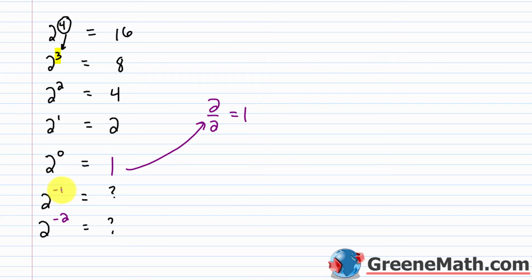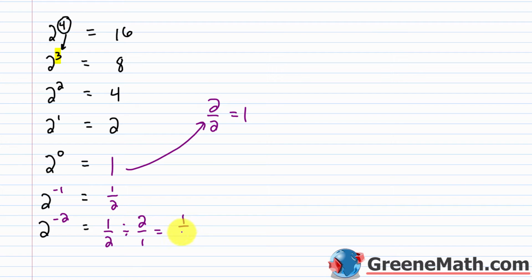If I want 2 to the power of negative 1, I take 1 and I divide it by 2. So that's 1 over 2, or 1/2. If I want 2 to the power of negative 2, I take 1/2 and I divide it by 2. So 1/2 divided by 2, or you can think of it as 1/2 divided by 2 over 1.